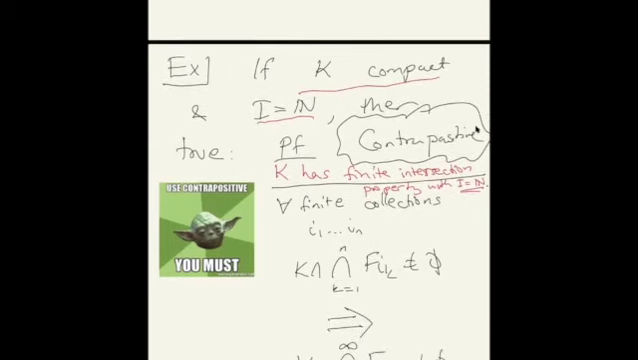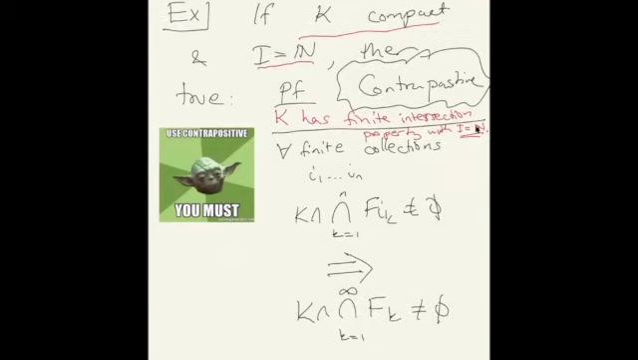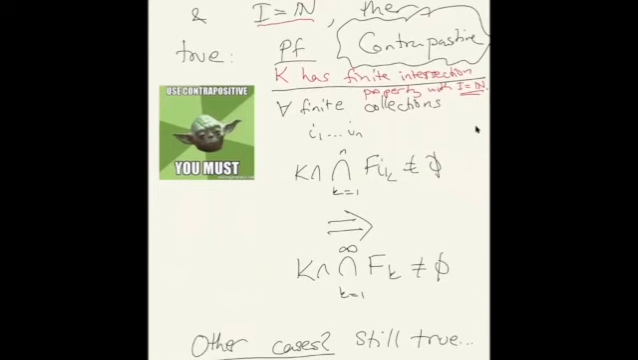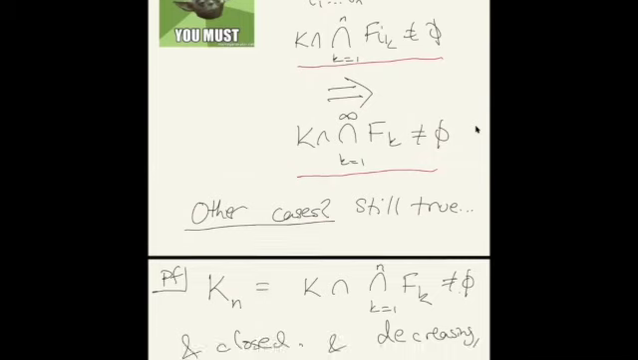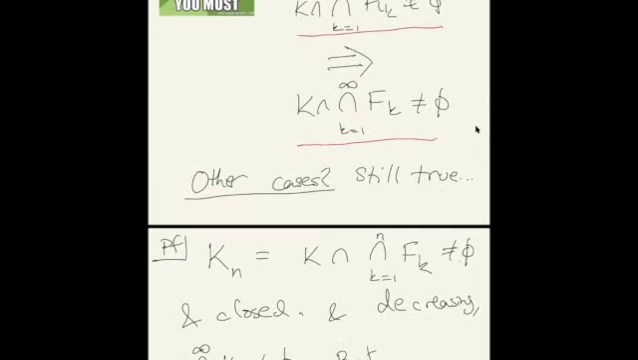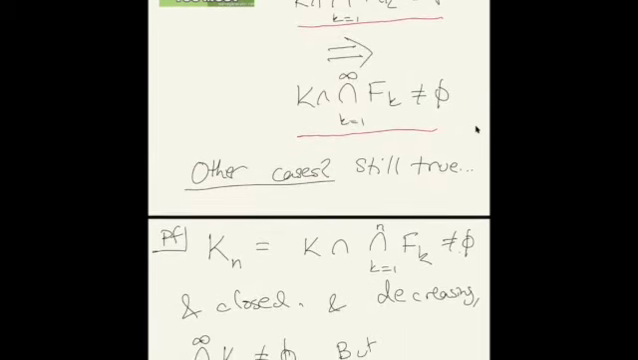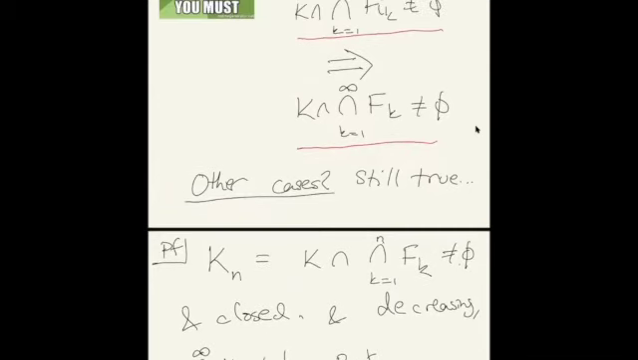Okay, well, how do we proceed? We will proceed by proving by contrapositive. Now suppose that we had, for all finite collections, non-empty intersections, and I would like to say that the full intersection is not empty. This is the contrapositive statement here. Now, all the finite intersections are not empty.